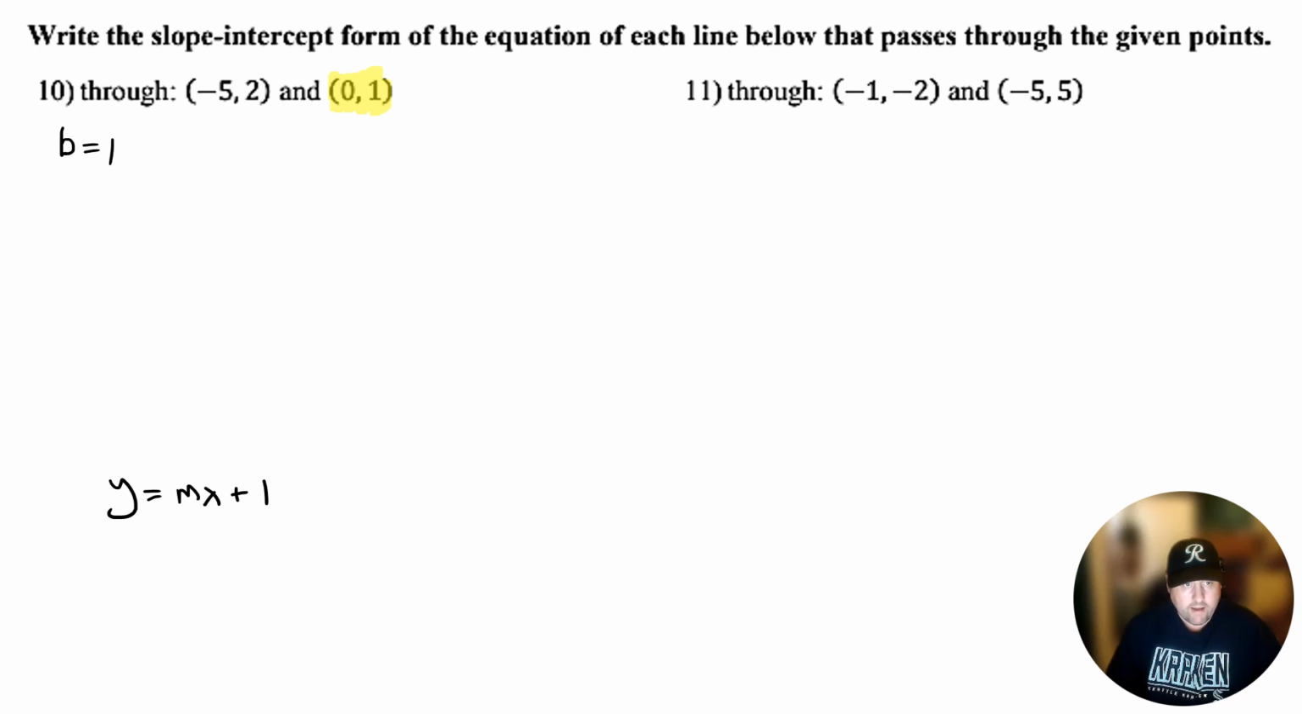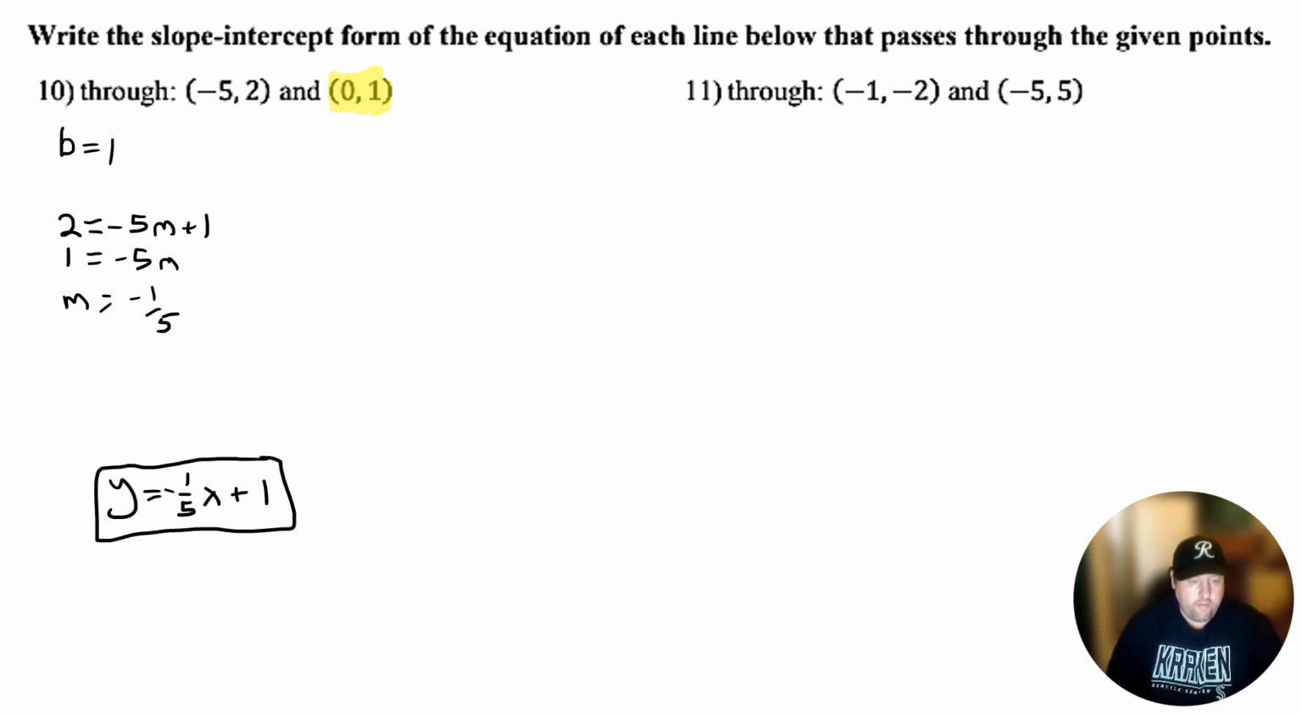So when you're given the b value and a point, we can just plug into what I have down here to find m. So we're going to go 2 for y equals m times x would be negative 5m plus 1. So let's solve this. We'll subtract 1 from 2 and divide by negative 5. And so this is my slope. And so I replace that with m in my equation. And so the equation of my line would be y equals negative 1/5 x plus 1.